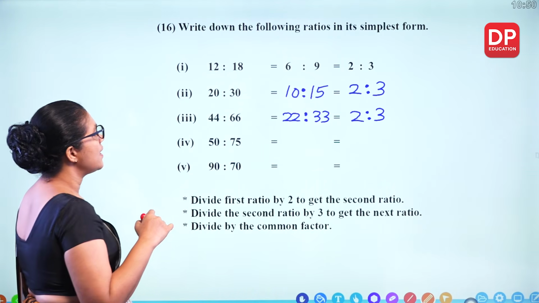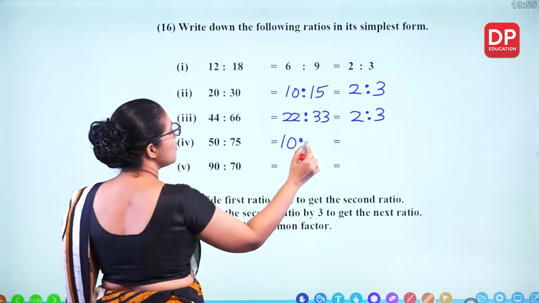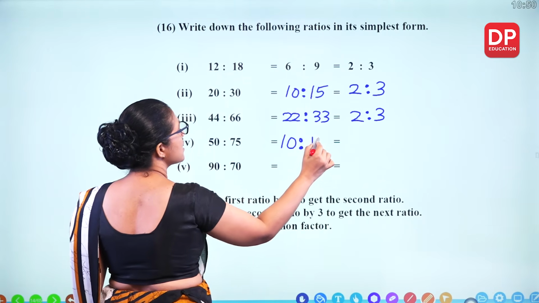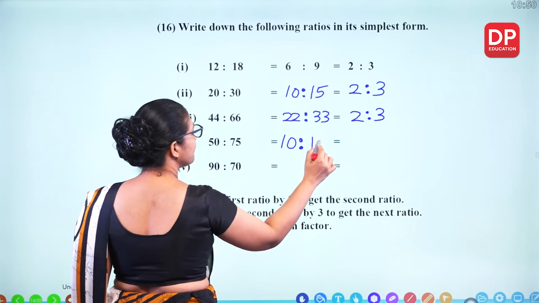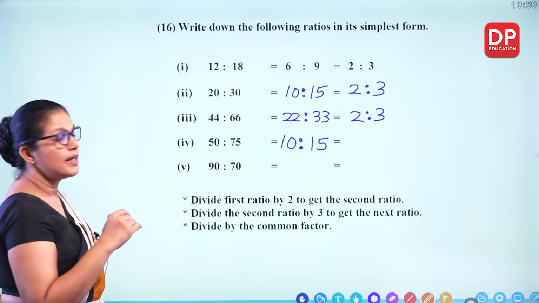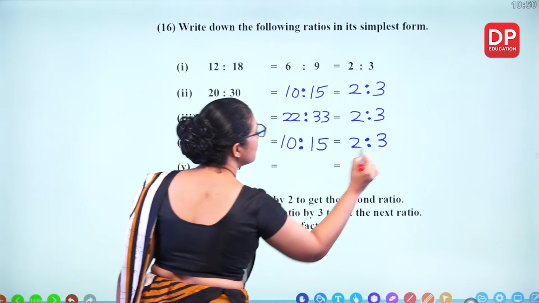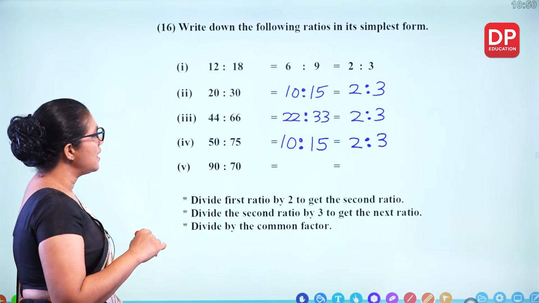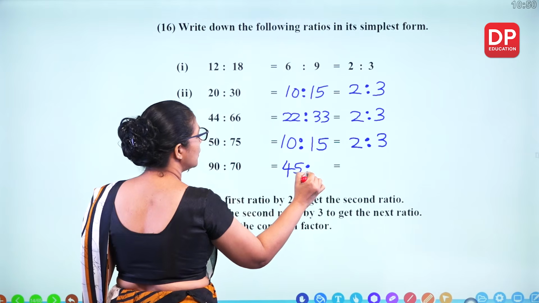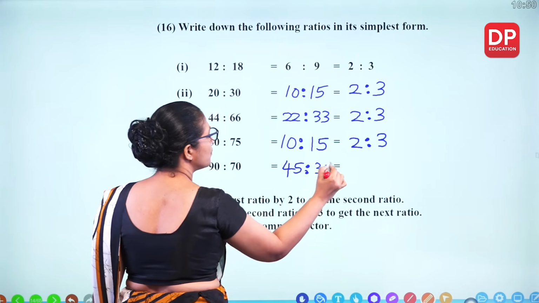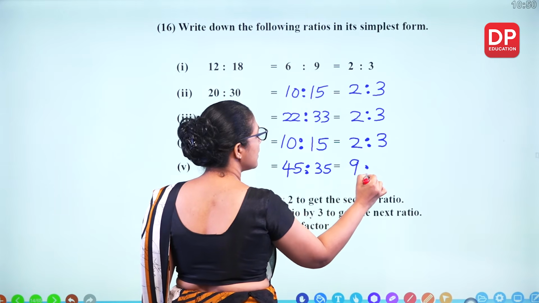50 and 75, I can divide by 5. 10 to 15. And when you divide by 5, what you get? 5 times 1, 5. So 15. Then I can divide by 5 again. 2 to 3 ratio. 90 to 70, I can divide by 2. 45 to 35. Divide by 5. 9 and 7.